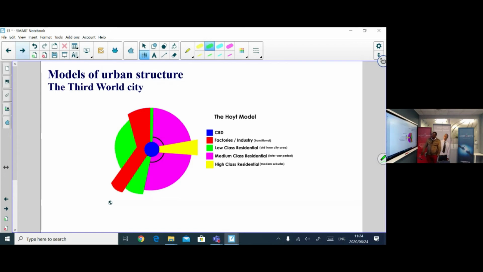We do have the center, which is the CBD, and then the factories, as you can see, they are not actually going around like what we saw in the concentric, but it will be following a route. So it follows a route of transport, and then around that area, you find that now we have residential areas around those economic hubs or economic activity areas.